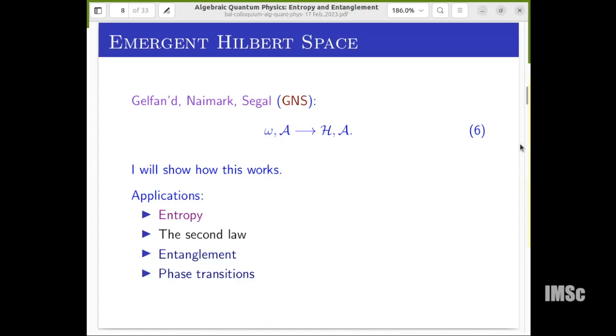And how do I find from the data a state and an algebra, a Hilbert space, and the representation of this A as operators on this Hilbert space? Okay, that is the issue I want to discuss here.